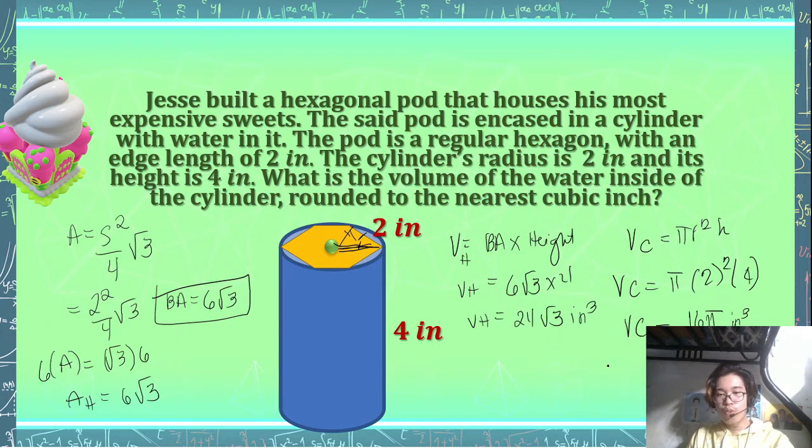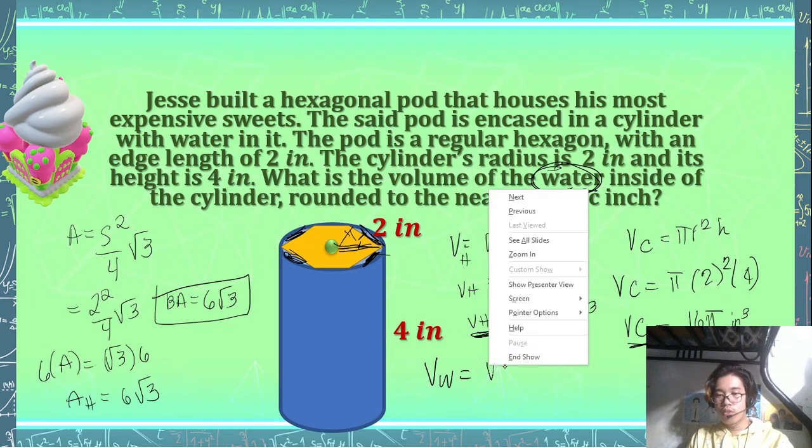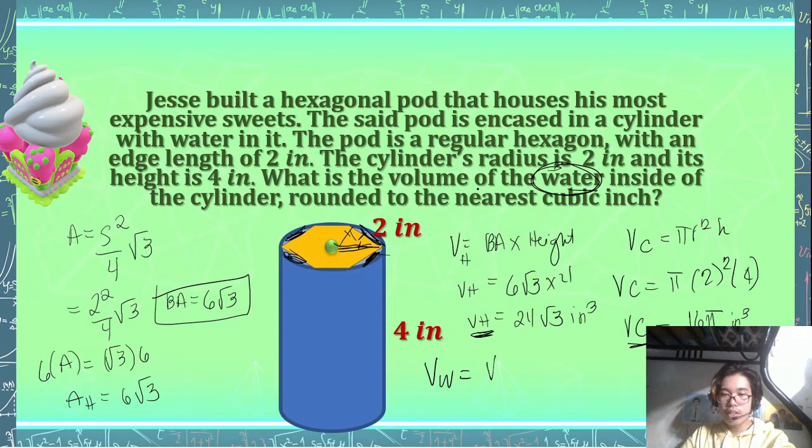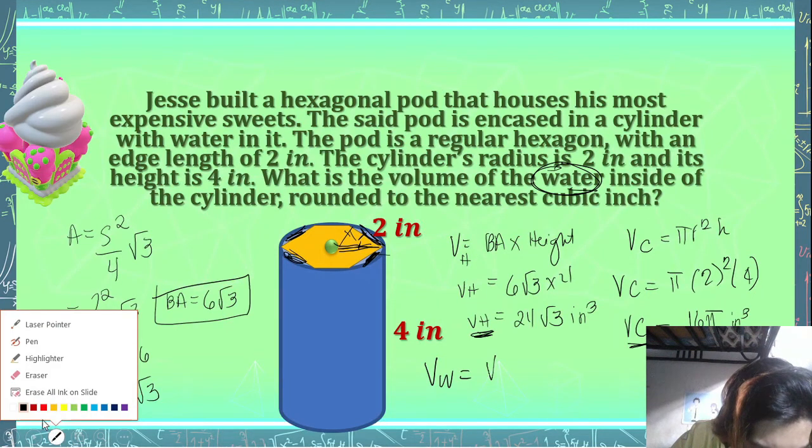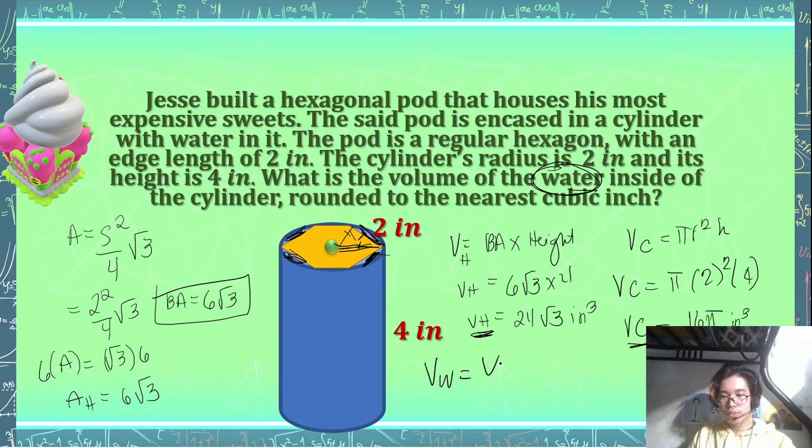And now that we have solved for the volume of the cylinder and the volume of the hexagonal pod, we can subtract these two in order to get the water, because that's the question here. What's the volume of the water that's outside of the hexagonal pod but inside of the cylindrical container? So to get the volume of the water, that's just going to be the volume of the cylinder minus the volume of our hexagonal pod.